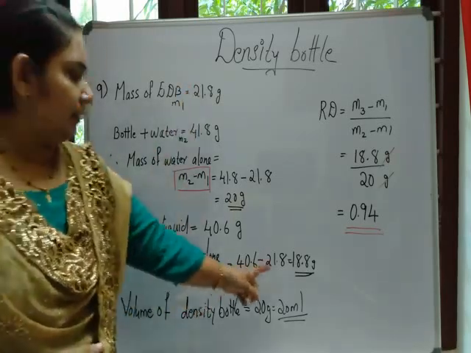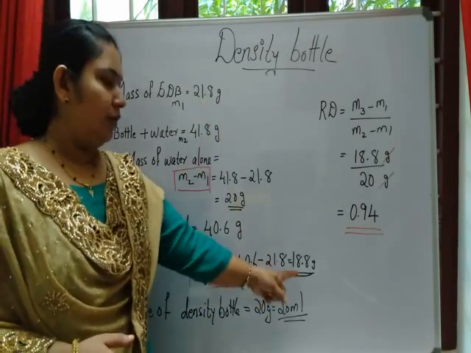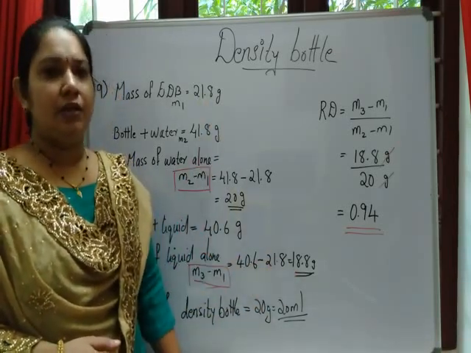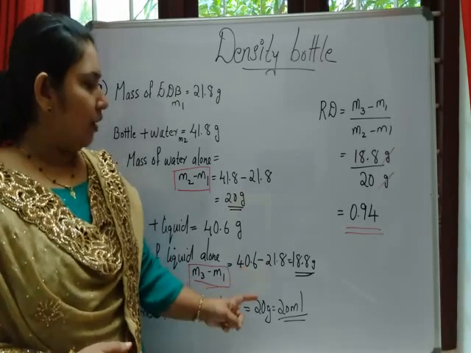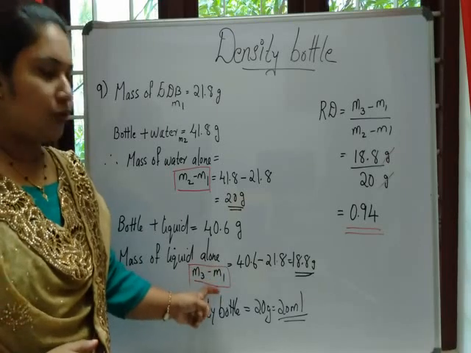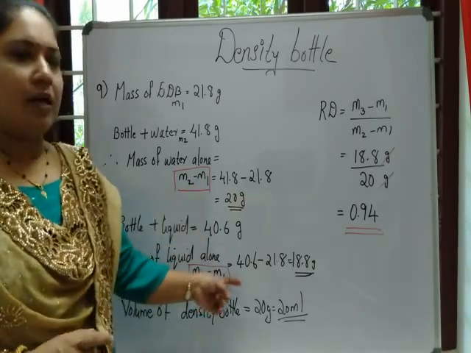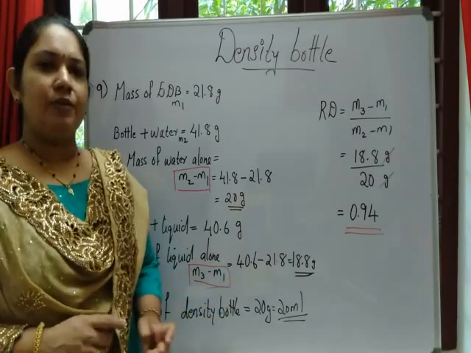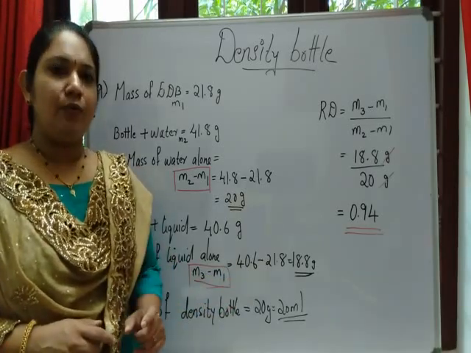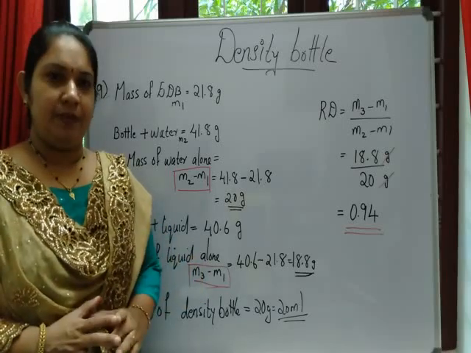You will get the answer 40.6 minus 21.8, which is 18.8 gram. Okay, so we got the mass of the water and the mass of the liquid. Your first question is, we are asked to calculate the volume of the given density bottle.